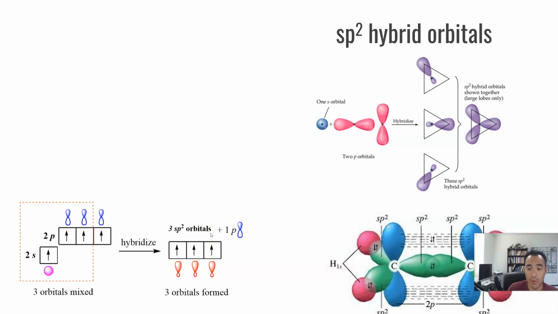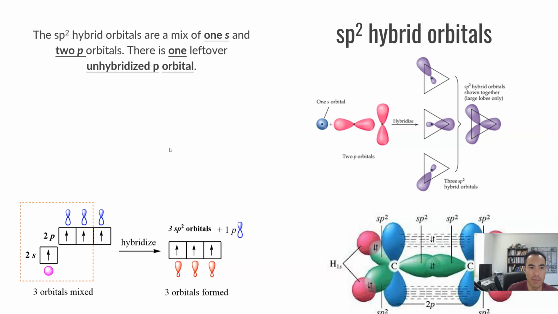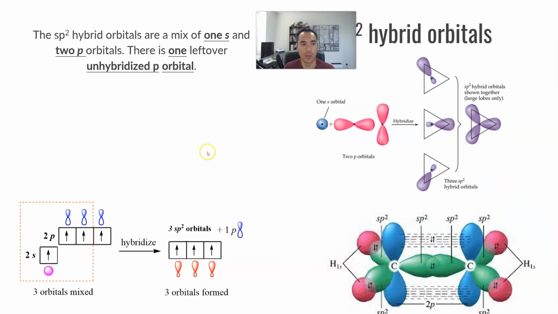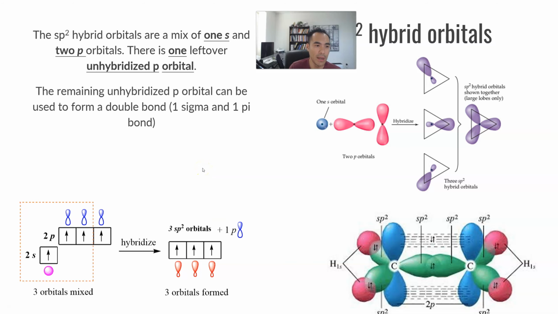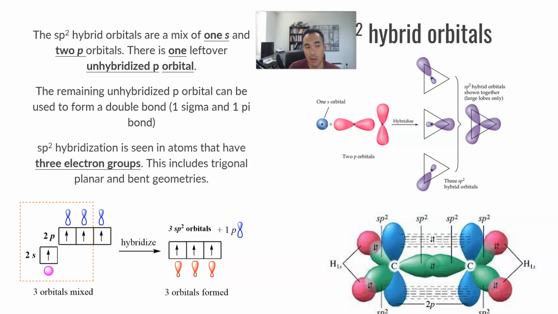Now, sp2 hybrid is even easier. sp2 hybrids are basically going to be molecules that have sp2 orbitals. So the example here is they're going to have a mix of 1 s and 2 p orbitals. And so basically when we look at these problems, we're going to be looking at one unhybridized p orbital. And so the remaining unhybridized p orbital can form a double bond, one pi bond. And the sp2 usually has 3 electron groups, which includes trigonal planar and bent. So again, usually you include 3.